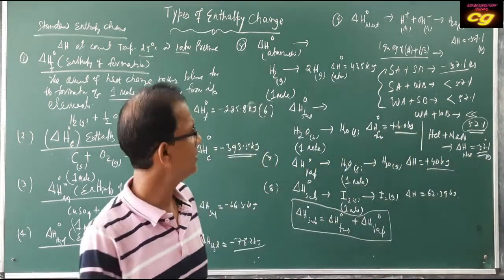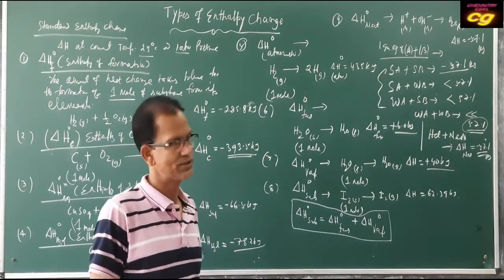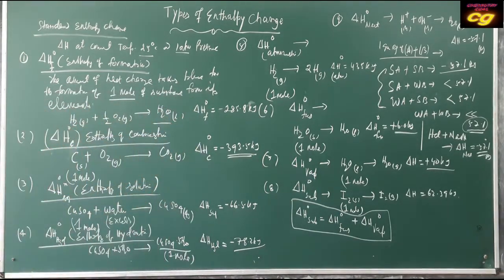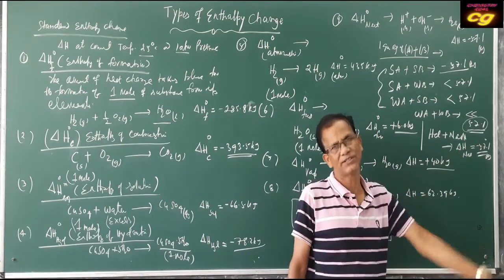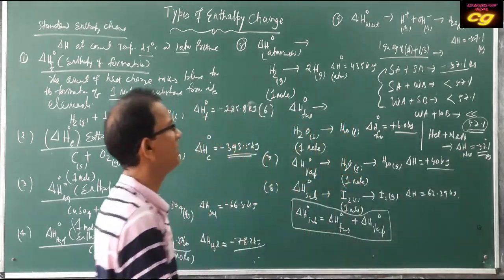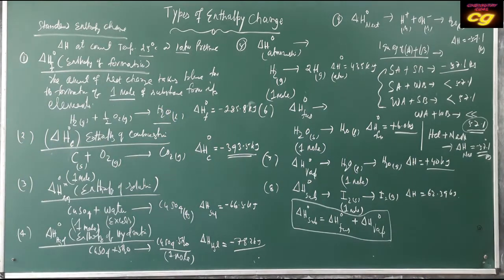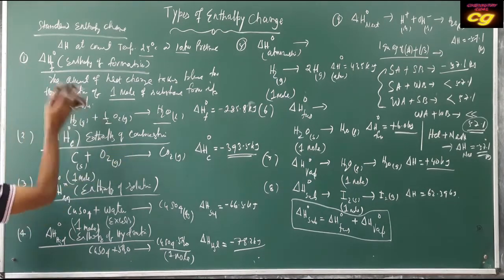So it depends upon the nature of the acid and base. On the basis of the nature of acid and base, the enthalpy change will be either minus 57 or less. So this is regarding the enthalpy of neutralization. Then we will discuss bond enthalpy. There are so many other examples, you finish this one.